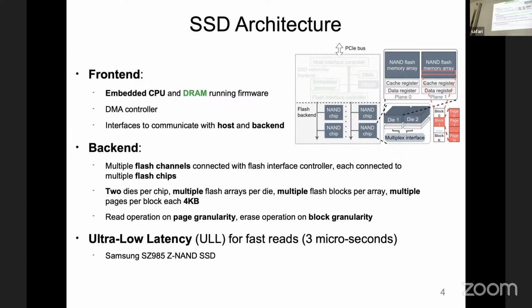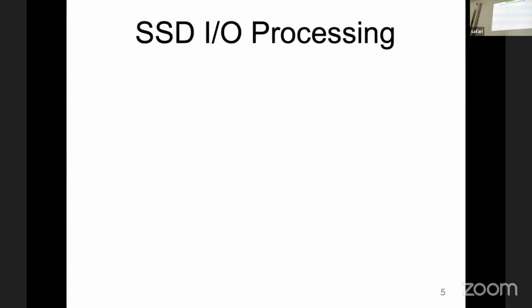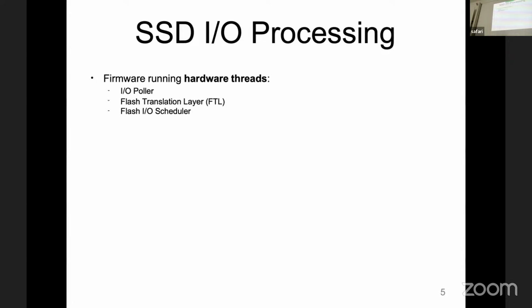And in this case, they use the Samsung Z-NAND SSD, and the ULL will also become relevant to their new solution for GNN acceleration. You also need to understand how the I/O processing actually works to understand what the challenges behind the accelerations are. First of all, the firmware is running only on hardware threads, which are usually 2 to 4. What it's essentially running is an I/O poller, which pulls I/O requests from the host. A flash translation layer to translate logical page addresses to physical page addresses, which is kept in DRAM, and a flash I/O scheduler, which is there to send the requests to the flash backend.